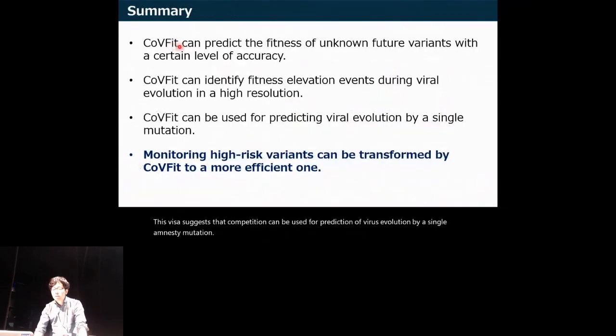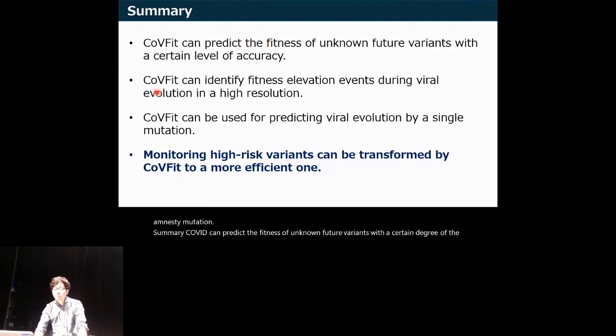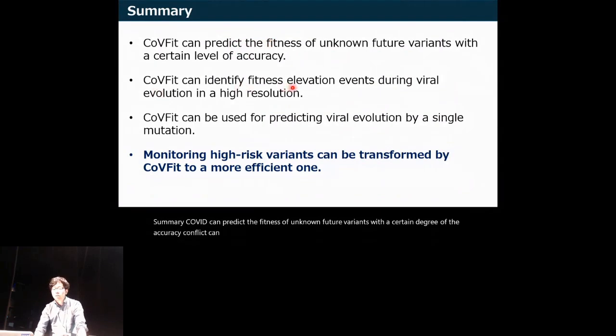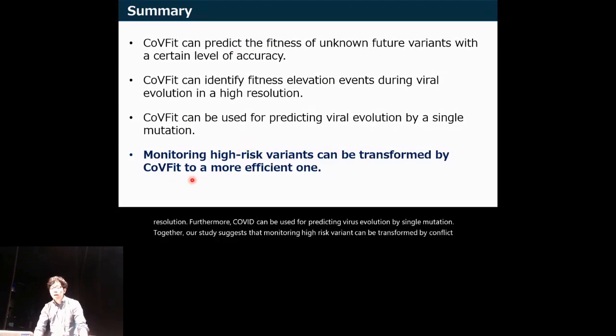To summarize, COPFIT can predict the fitness of unknown future variants with a certain degree of accuracy. COPFIT can identify fitness elevation events during virus evolution in high resolution. Furthermore, COPFIT can be used for predicting virus evolution by a single mutation. Together, our study suggests that monitoring high-risk variants can be transformed by COPFIT into a more efficient way.